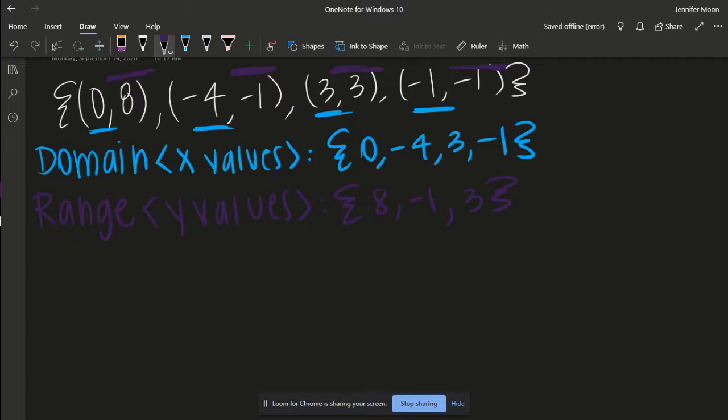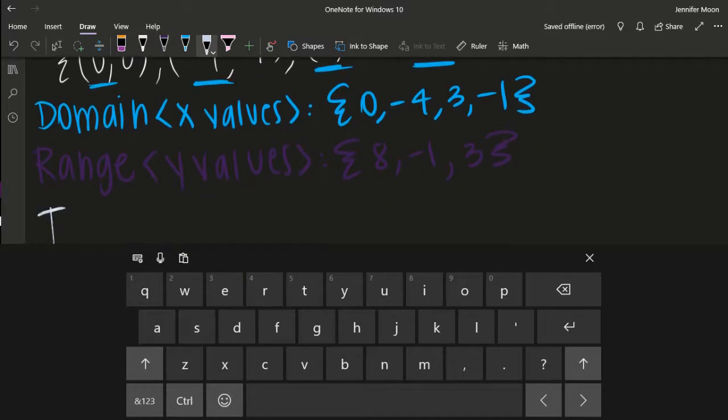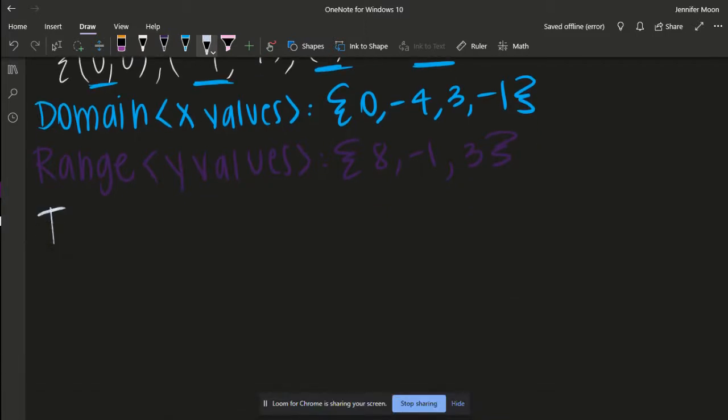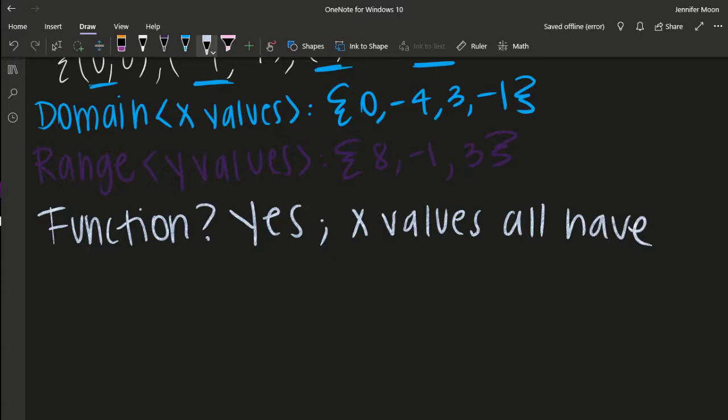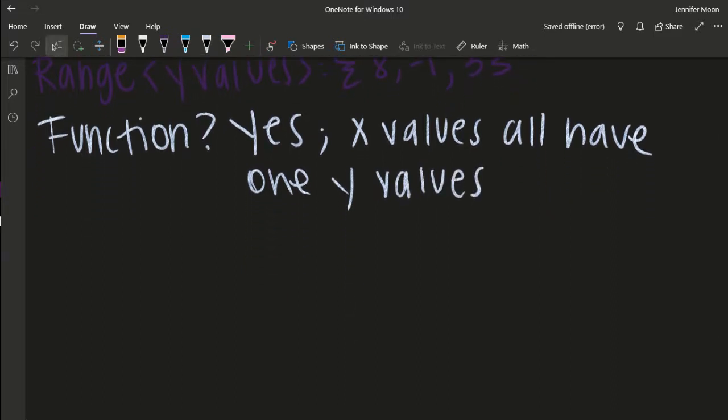And then it wants to know if this is a function. And the answer would be yes. And the reason why it would be yes, okay, that's so aggravating. I'm gonna have to figure out how I can keep that from happening. So function, yes. And my reason is my x values all have one y value. More specifically, my inputs all have one output.